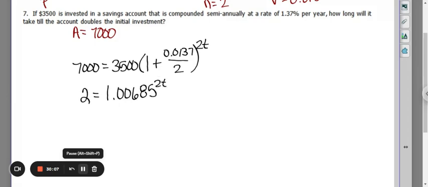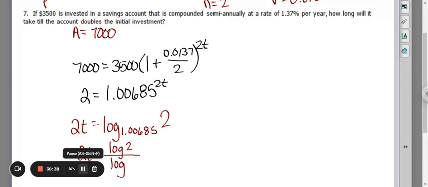1.00685 to the 2t. Rewrite that as a log. So then your common log is the log of 2 divided by the log of 1.0. And then we'll divide that whole answer by 2.